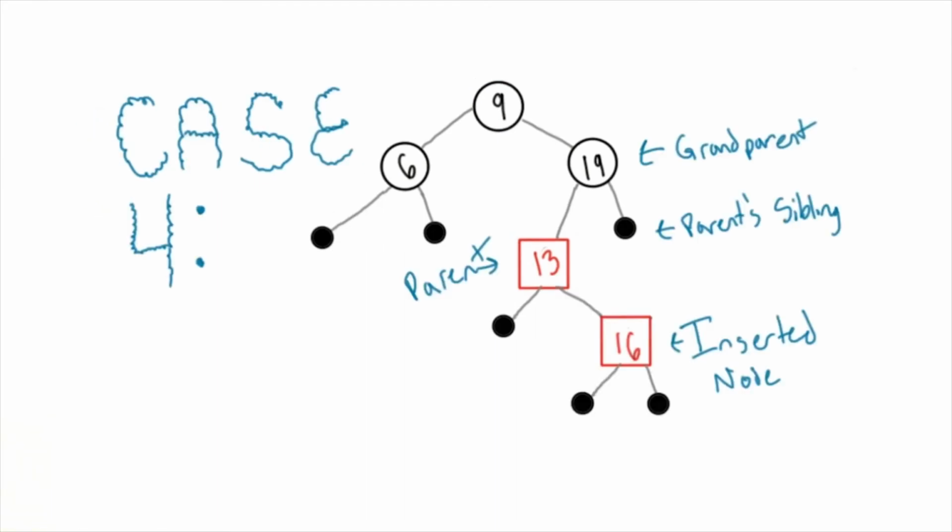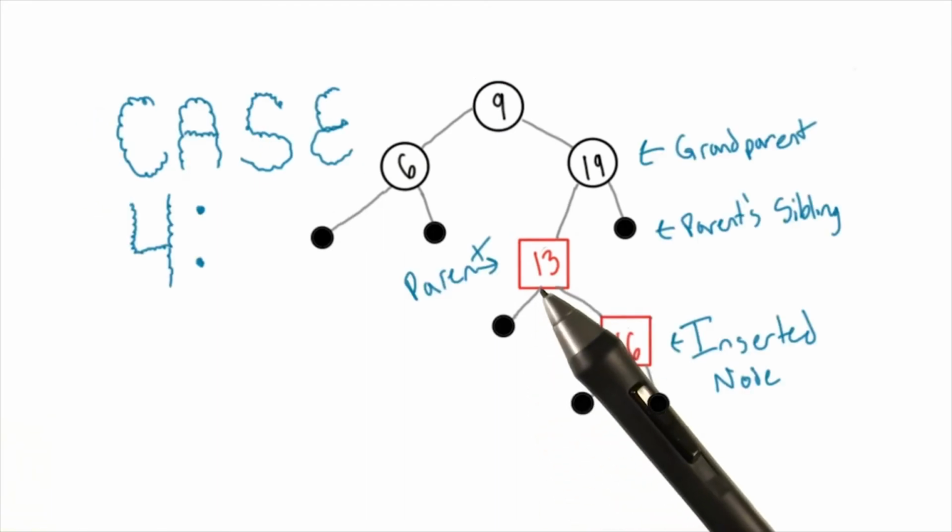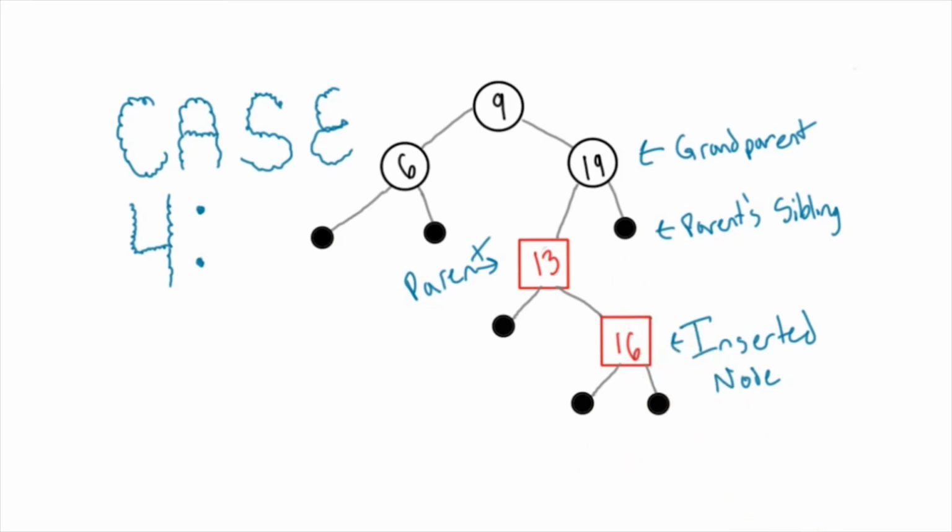In cases 4 and 5, your node's parent is red and its sibling is black. In both, you'll need to perform a rotation. In a rotation, you shift a group of nodes around in a way that changes the structure of the tree, but not the order of the nodes. Keep in mind that this is still a BST, so we need to keep our elements in strict order.